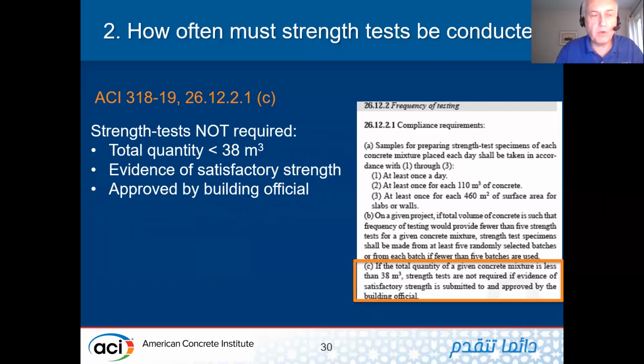And then somebody asks, okay, I have a particular concrete mixture. I only use it at, I don't know, 20 cubic meters. Do I still do the test? If there is evidence of satisfactory strength from the previous jobs, and it's provided to the building official, and the building official approves that, then you don't have to do that. Again, you must have the approval of the building official to not conduct the strength test.